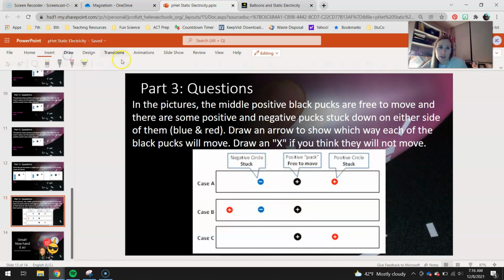So you guys will go up to your draw tool, you will grab a pen, and you're going to say, all right, we've got this black positive, we've got a positive to the right and a negative to the left. So I'm going to draw an arrow to show where it moves. If I don't think it's going to move, I'm going to draw an X in that box. So for this one, it's either going to move this way, it's going to move this way, or if I don't think it's going to move, I'll put an X on it. Then you guys will do the same thing for case B and case C.